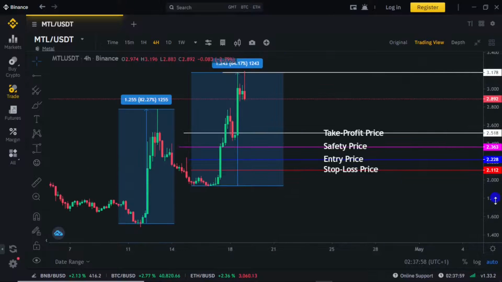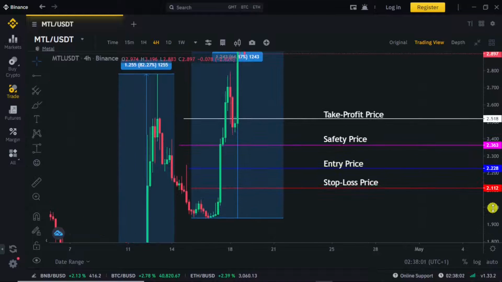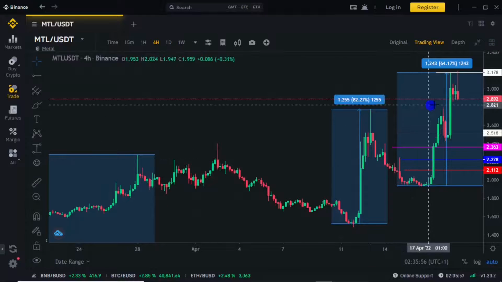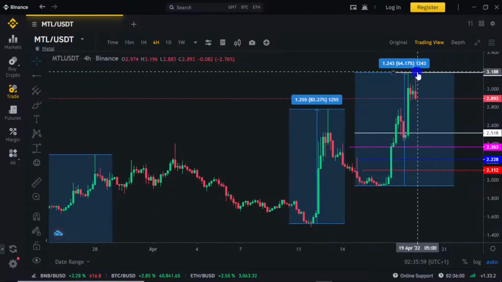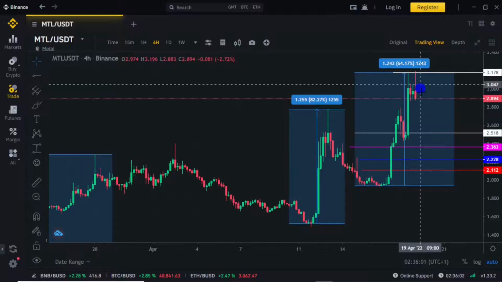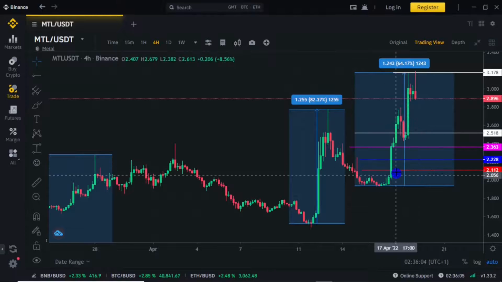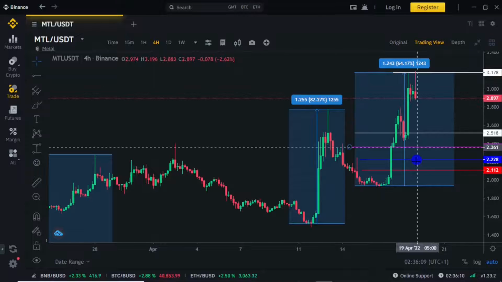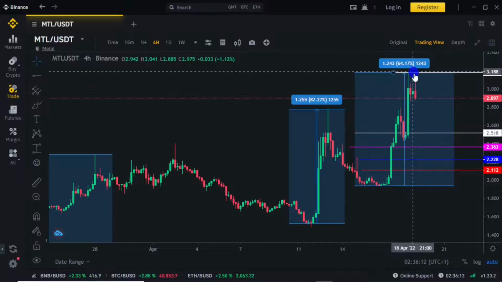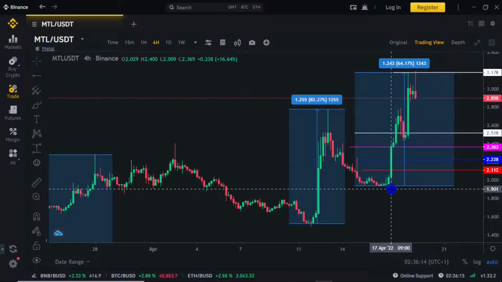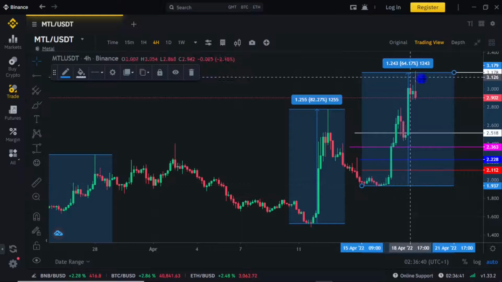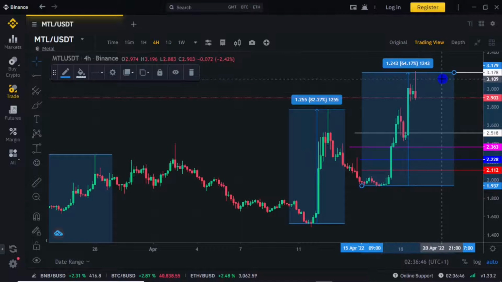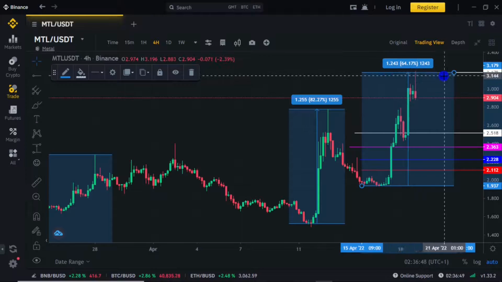And once you are comfortable with the volatility of the price action of the MTL USDT cryptocurrency pair, you can just place your buy order on the order book and get ready to sell a portion of your portfolio at the 22% safety price and the 30% take profit price levels. So let's say you enter the trade with $1,000 worth of trading capital and patiently waited to sell the MTL USDT cryptocurrency pair at the highest price of the bullish trend, which is $3.1778.